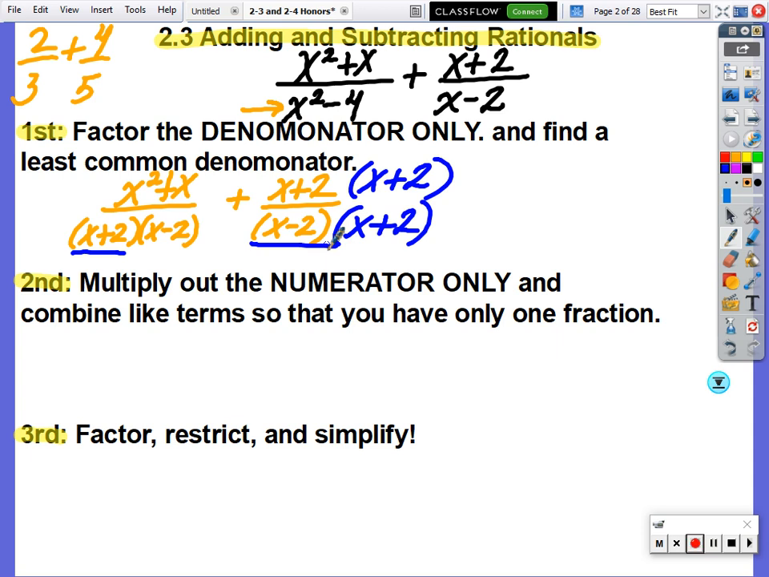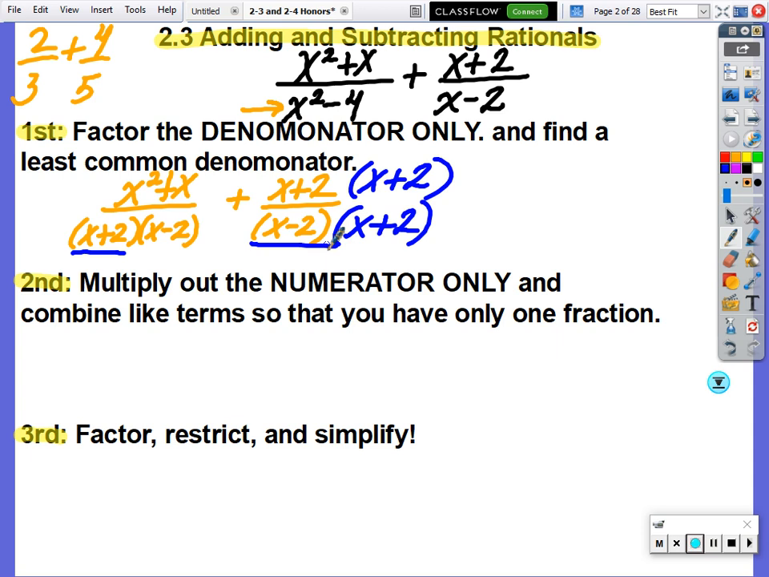Multiply out the numerator only. We actually do multiply in this one. So that is different than with multiplication and division. With multiplication and division, we never actually multiply it out. With addition, we have to. And subtraction, we have to. Now we only multiply out the numerator.